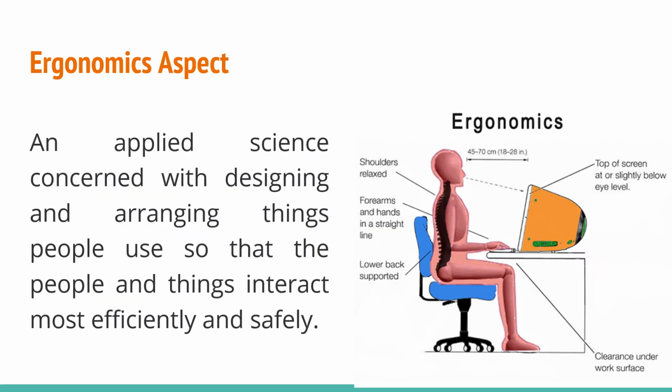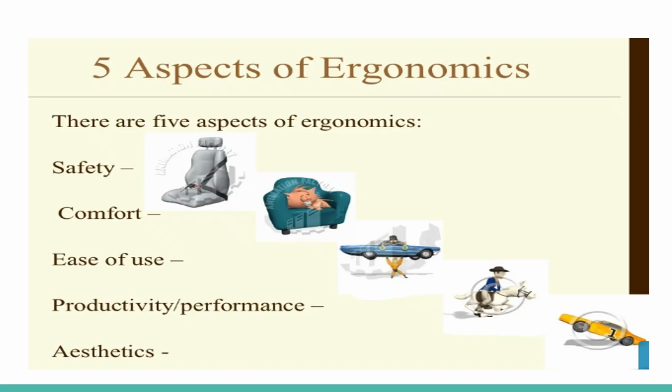Ergonomic aspect. Ergonomics is an applied science concept which is about designing and arranging things people use so that the people and things interact most efficiently and safely. There is one picture to see, a man sitting on a chair. Five aspects of ergonomics. There are five aspects of ergonomics: first, safety; comfort; ease of use; productivity; performance.